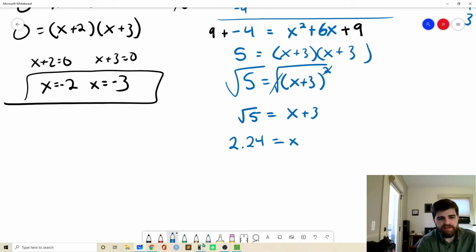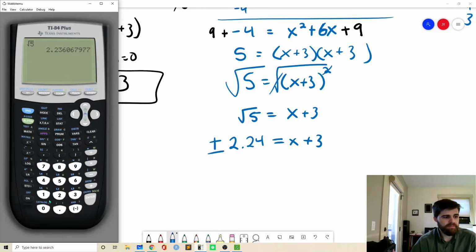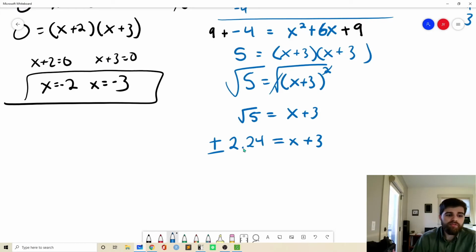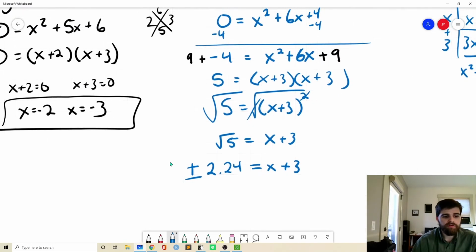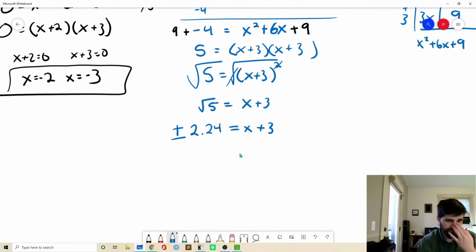Remember though that when you take a square root, there are actually 2 answers. The calculator's only going to tell you one of those, but negative 2.24 works as well. Negative 2.24 times itself would also give you 5. A little bit off because we rounded, but whether it's negative or positive, both of those work. So anytime you take a square root, we have this plus or minus. There are 2 answers, so don't forget that.